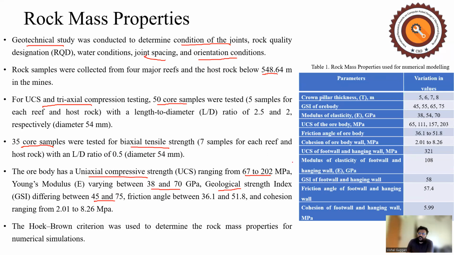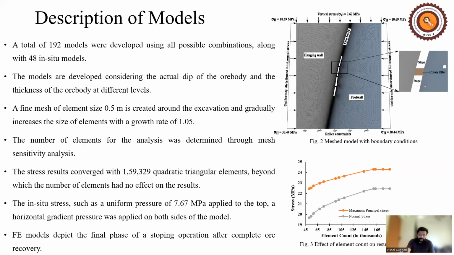So we have taken a number of variations in each parameter: for the crown pillar, four variations; for GSI, four variations; for Young's modulus or elastic modulus, three variations; and for UCS, four variations. Through these variations, we have done a parametric analysis to know the behavior of the crown pillar and the stability of the crown pillar under the zone of relaxation.